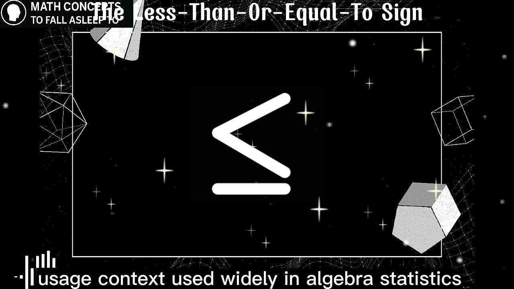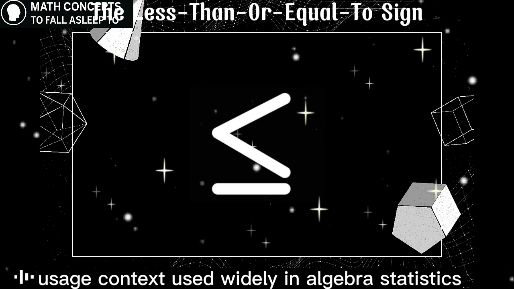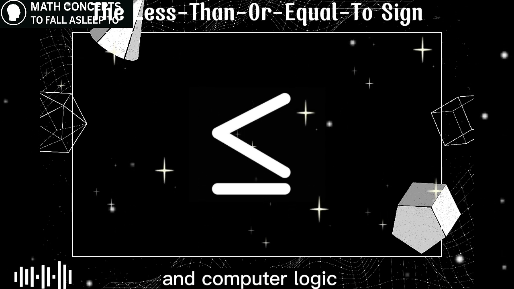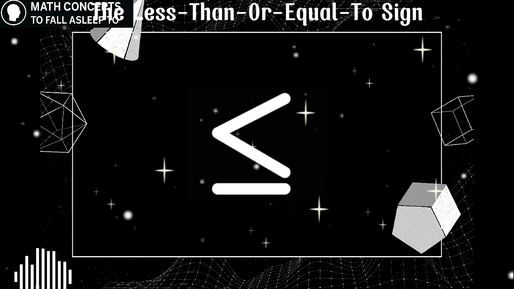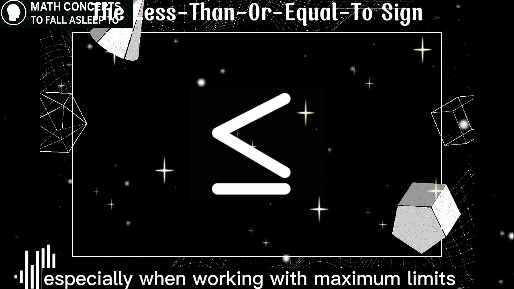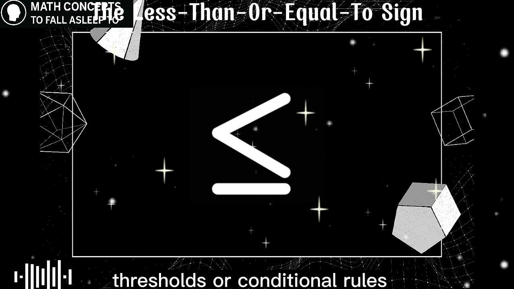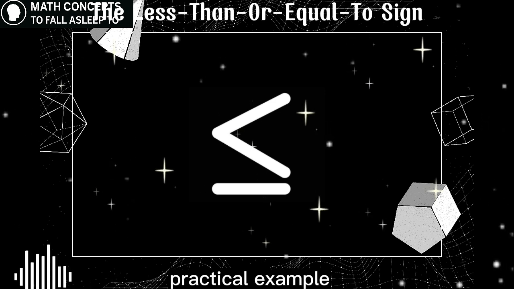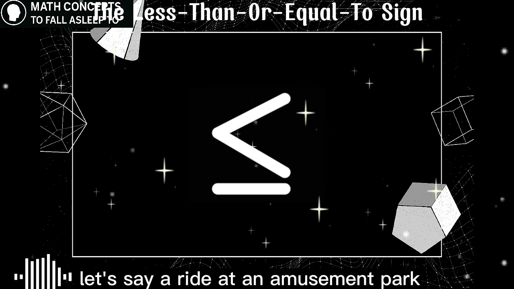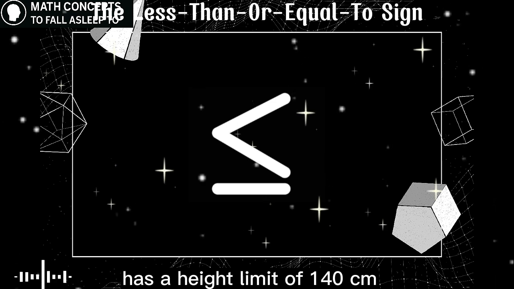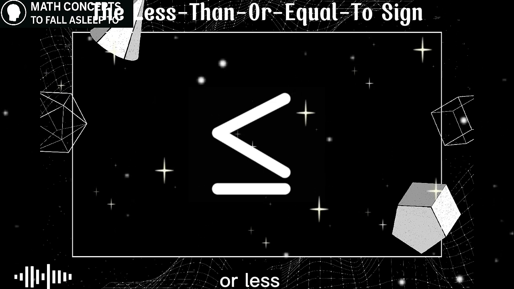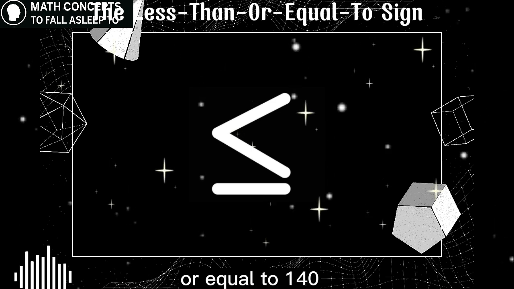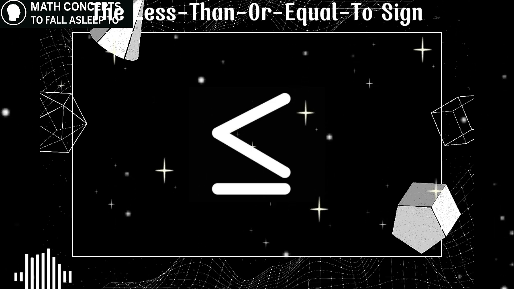Usage context. Used widely in algebra, statistics, economics, budgeting, and computer logic. Especially when working with maximum limits, thresholds, or conditional rules. Practical example. Let's say a ride at an amusement park has a height limit of 140 centimeters or less. That means your height must be less than or equal to 140.